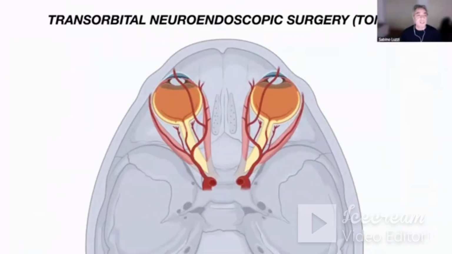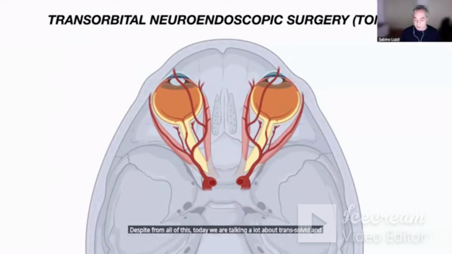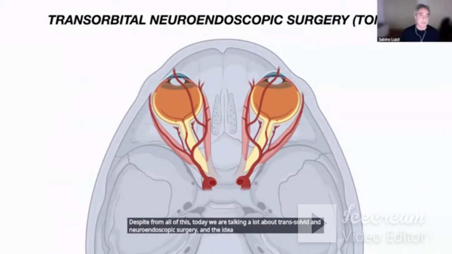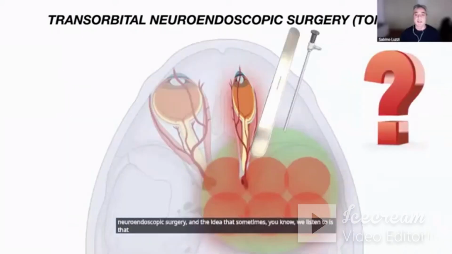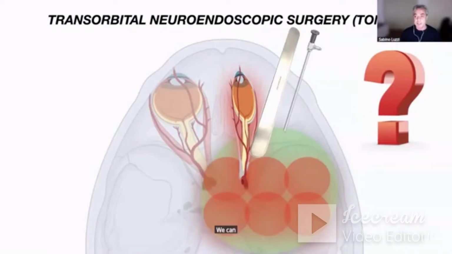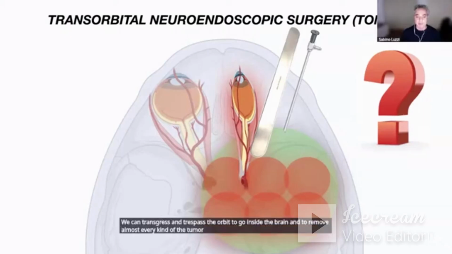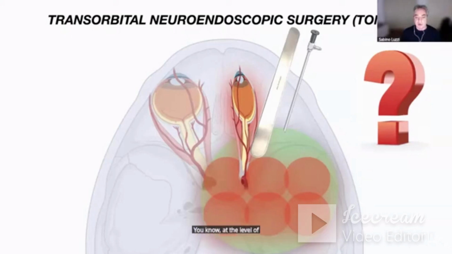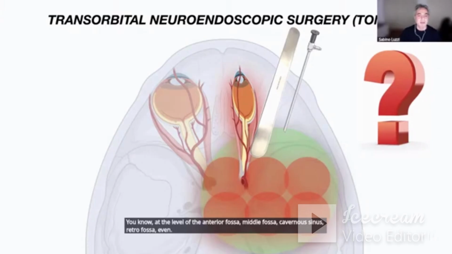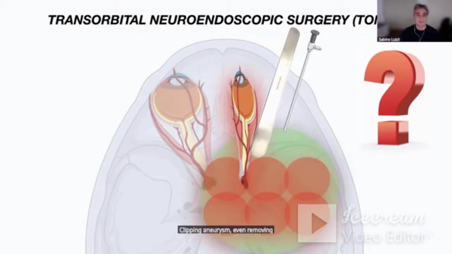Despite all of this, today we are talking a lot about transorbital neuroendoscopic surgery, and the idea that we sometimes hear is that we can retract the globe, transgress and trespass the orbit to go inside the brain and remove almost every kind of tumor inside the brain, at the level of the anterior fossa, middle fossa, cavernous sinus, retrofossa, even clipping aneurysms and even removing tumors.